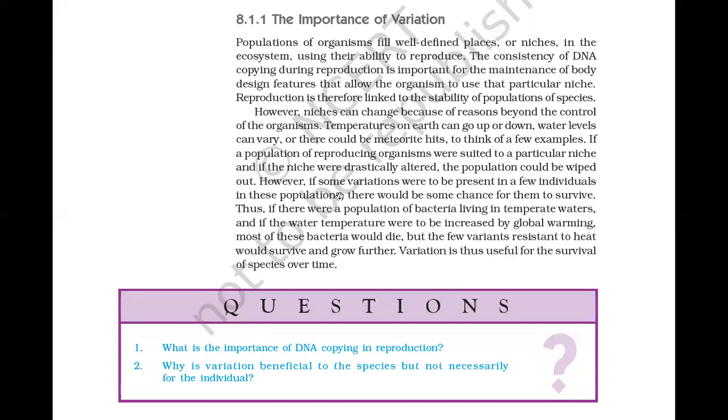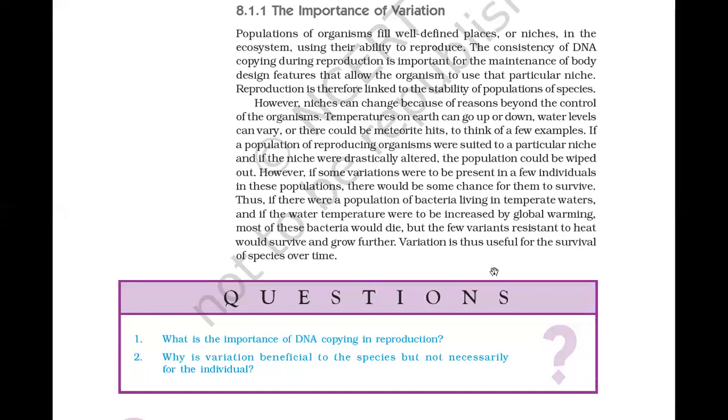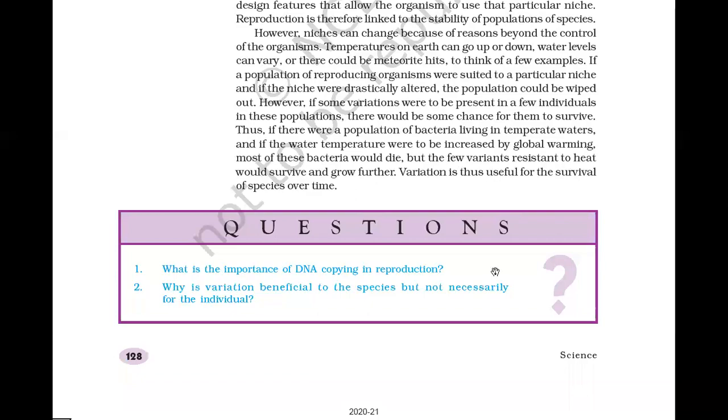However, if some variations were to be present in a few individuals in these populations, there would be some chance for them to survive. Thus, if there were a population of bacteria living in temperate waters, and if the water temperature were to be increased by global warming, most of the bacteria will die, but the few variants resistant to heat would survive and grow further. Variation is thus useful for the survival of species over time.